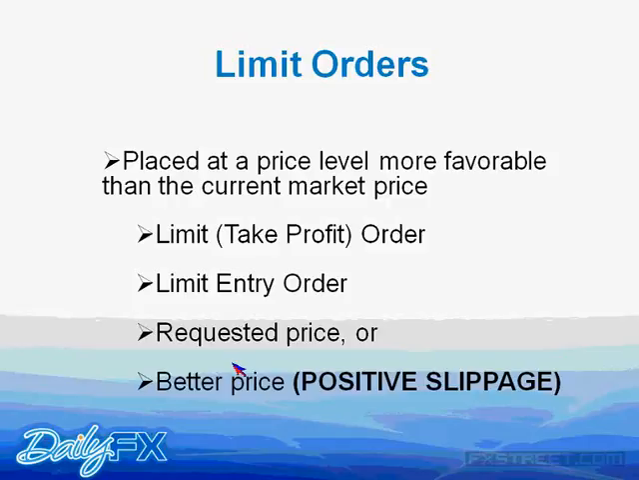So again, if I want to go long the euro dollar, and if I want to get in at a better price, to buy is going to be at a lower price. So that could be a limit entry order. That could be a limit take profit order. And the great thing about limit orders is that you get executed at your requested price, or you have the potential to receive positive slippage as well, and a better price.